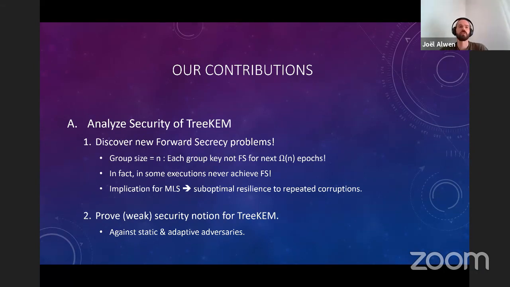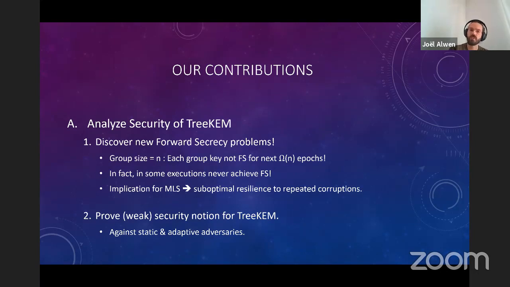So here are the things we found. First, we found that the forward secrecy of the TreeKEM CGKA is a lot poorer than what we had hoped for. More concretely, suppose you've got a group of size n. Then each group key is not going to be forward secure for at least another n epochs after that epoch with that group key. That's not what you would hope for. You'd hope that as soon as everybody's moved on to just one next epoch, the group key is already forward secure, i.e. even if you corrupted everybody, you wouldn't be able to recover the group key. So TreeKEM doesn't have this.